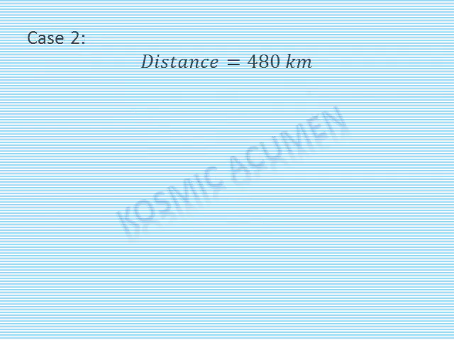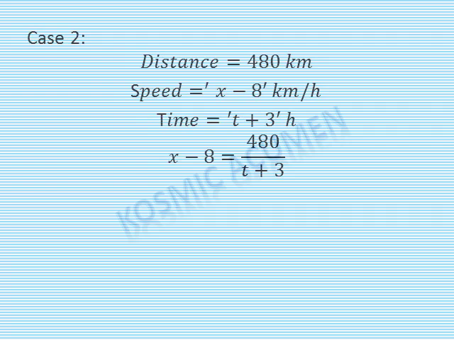Now talking about the second case, here the distance is 480 kilometers. Now the speed here has been reduced. Initially it was x kilometers per hour, now it is x minus 8 kilometers per hour, and the time has been increased by 3 hours, so we have time equal to t plus 3 hours. Now applying the same formula again, we get x minus 8 is equal to 480 upon t plus 3. Now x minus 8 and t plus 3 can be multiplied and we get 480 is equal to xt plus 3x minus 8t minus 24.